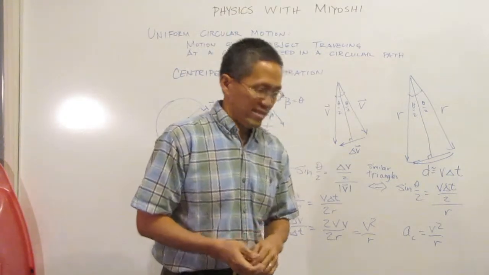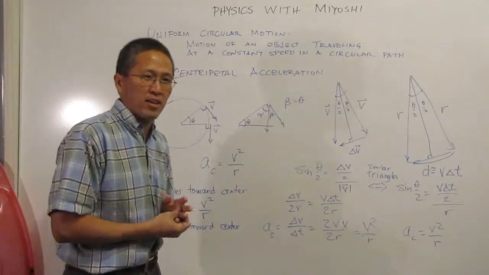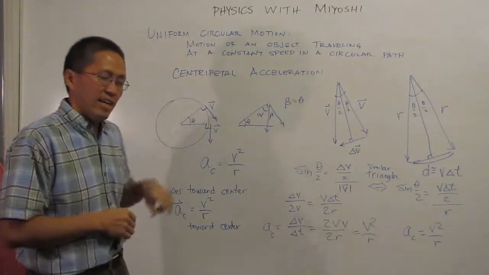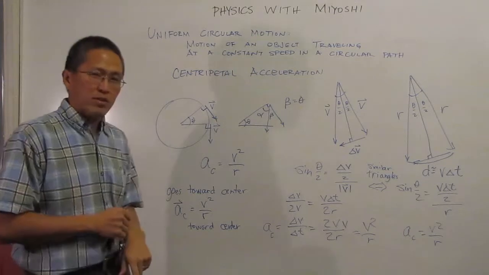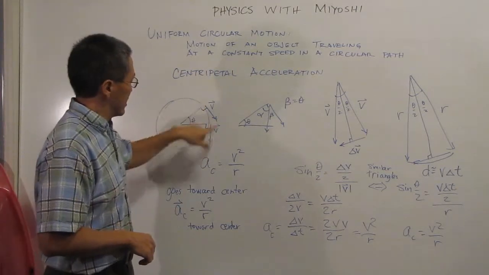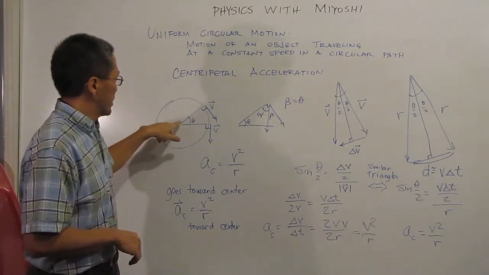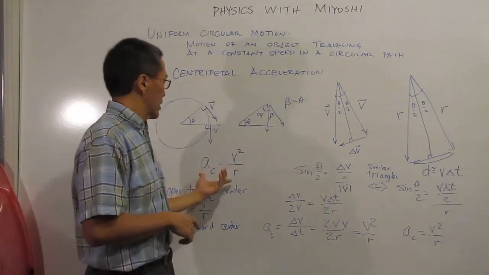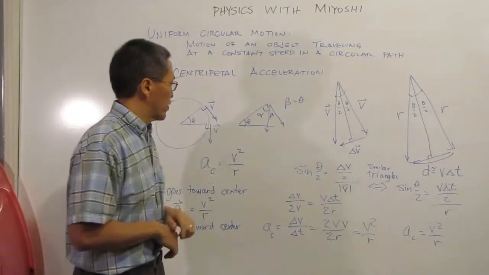So, we're going to talk about centripetal acceleration this time. Again, the uniform speed that my object travels along that circular path is indeed tangent to the path itself, which means that it's perpendicular to a radius. Today what I'm going to show you is that the magnitude of the centripetal acceleration is v squared over r.